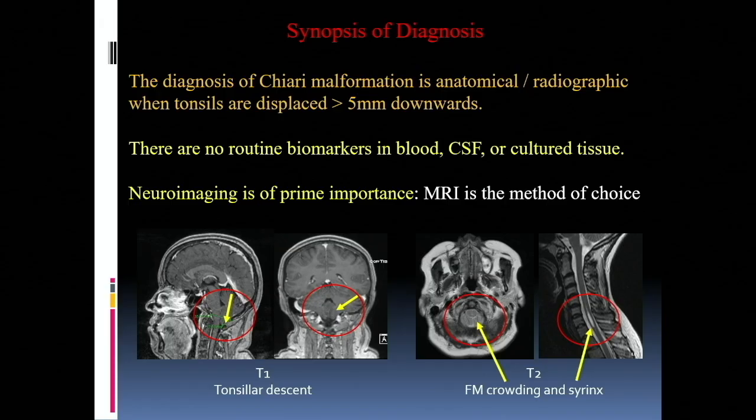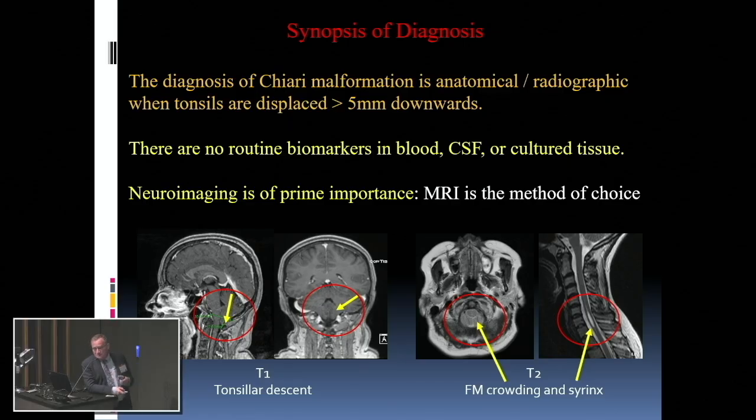The diagnosis is in the literature all over the place, but most of us agree on a radiographic definition: tonsils displaced by more than 5 millimeters below the line that creates the foramen magnum. You then speak about a radiographic Chiari malformation. There are no real routine biomarkers that you would pick up on a routine examination that will predict whether you have one or not. But Chris Carley is going to publish on this more extensively and tell you more about it. There are more experimental studies where you can actually pick this up. Therefore, examination and neuroimaging are of prime importance. MRI is the test to diagnose.